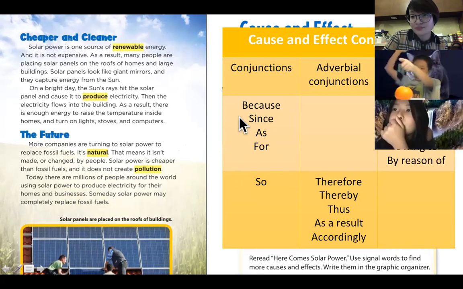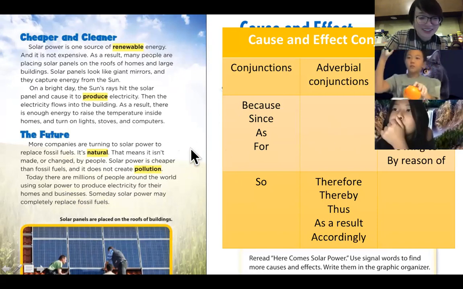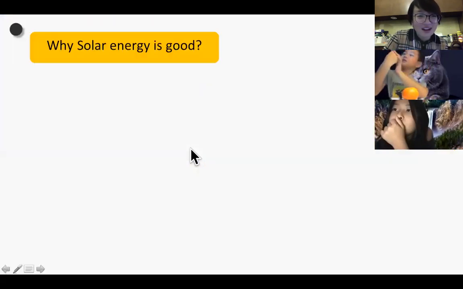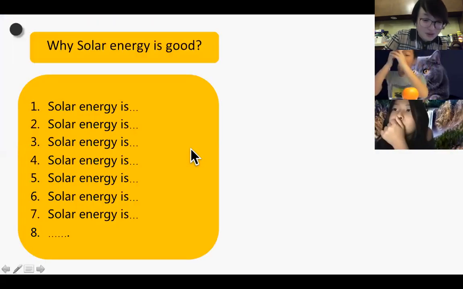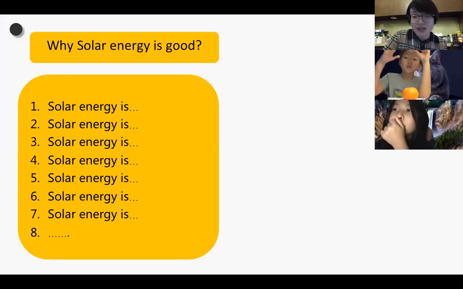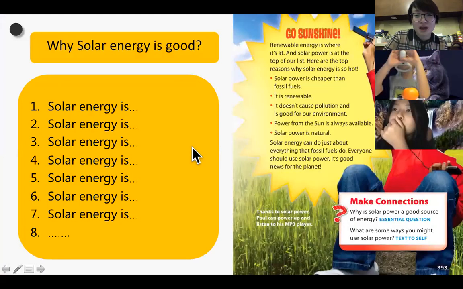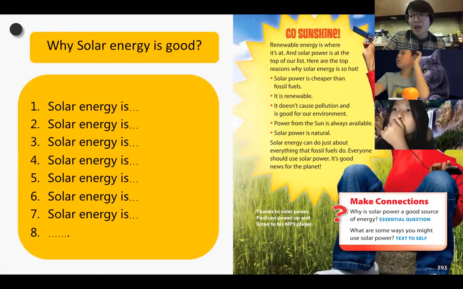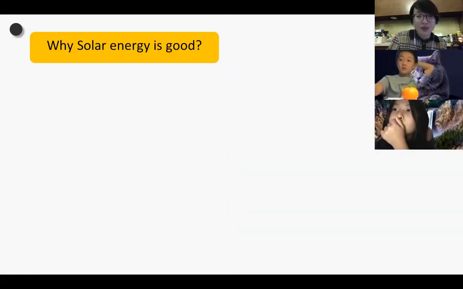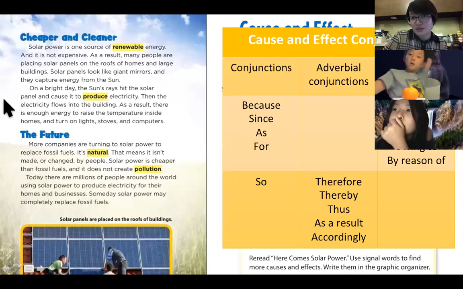Don't ask me this question. I do not know what a conjunction is. You don't have to know. I will teach you, okay? Since we don't have time, I will also ask you to write something down so we can analyze your sentences. I will leave the passages here. If we ever have a class again, we can continue from the cheaper and cleaner part of the energy.